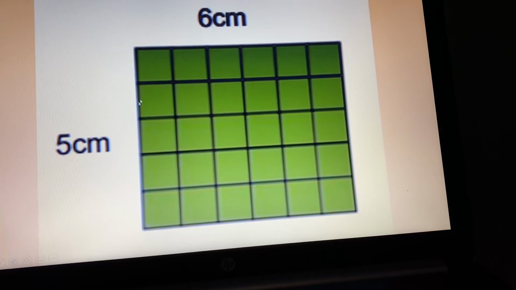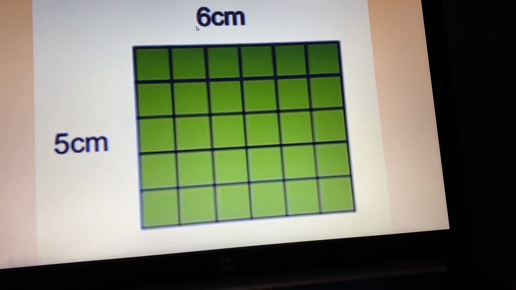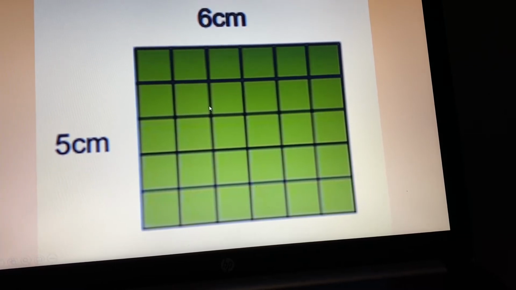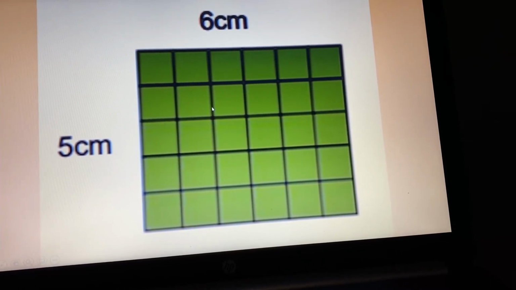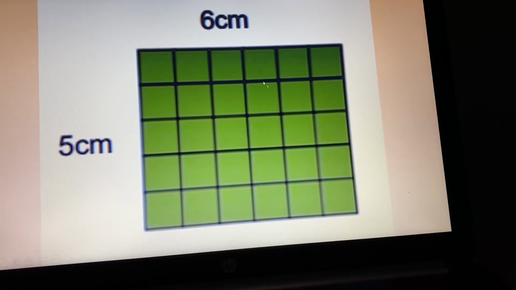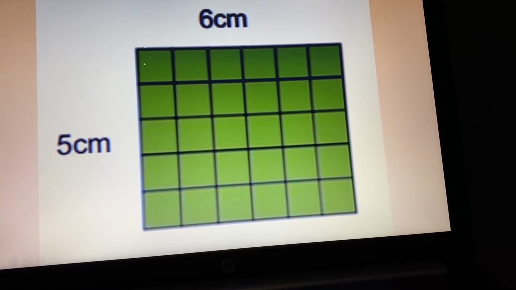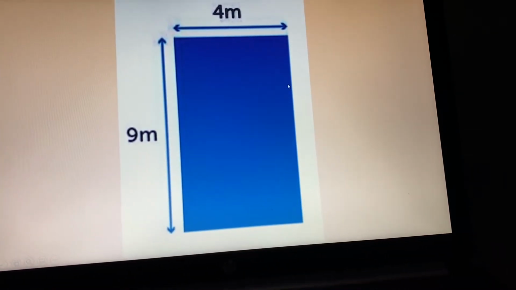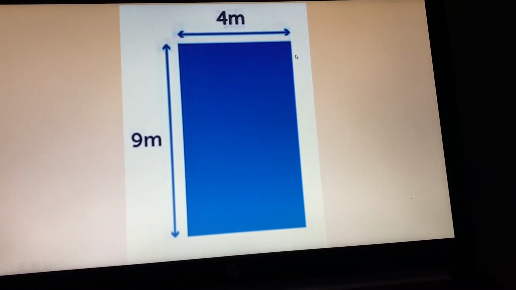Hopefully now you have done 5 and 6, which is 11, plus another 6 and another 5, which is 22, and our answer would be 22 centimetres. Not centimetres squared like it would be with area, because we're not in the middle, we're around the outside of the shape. So have a go at applying those skills to this one.